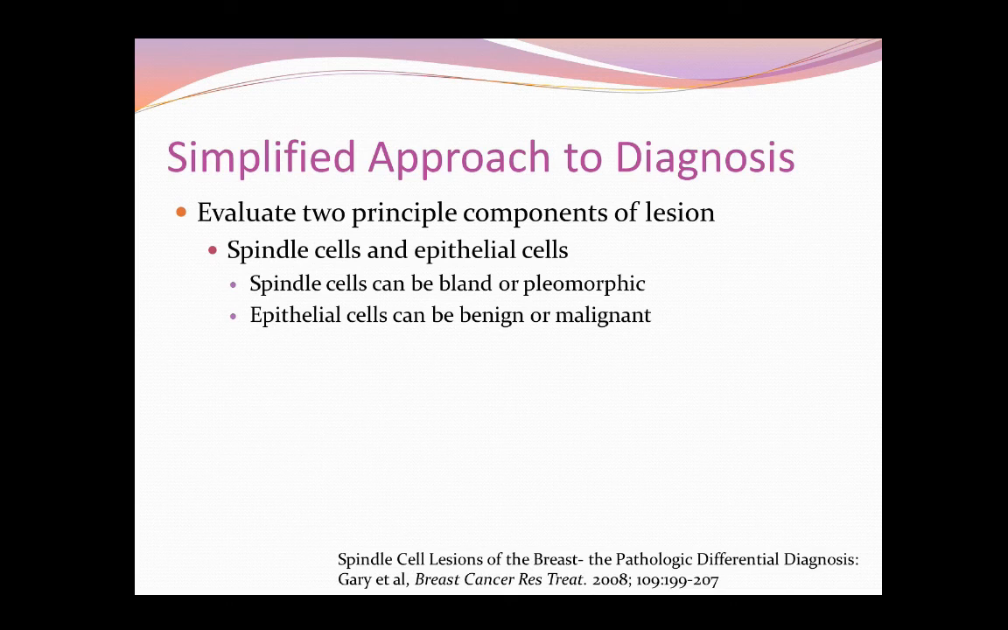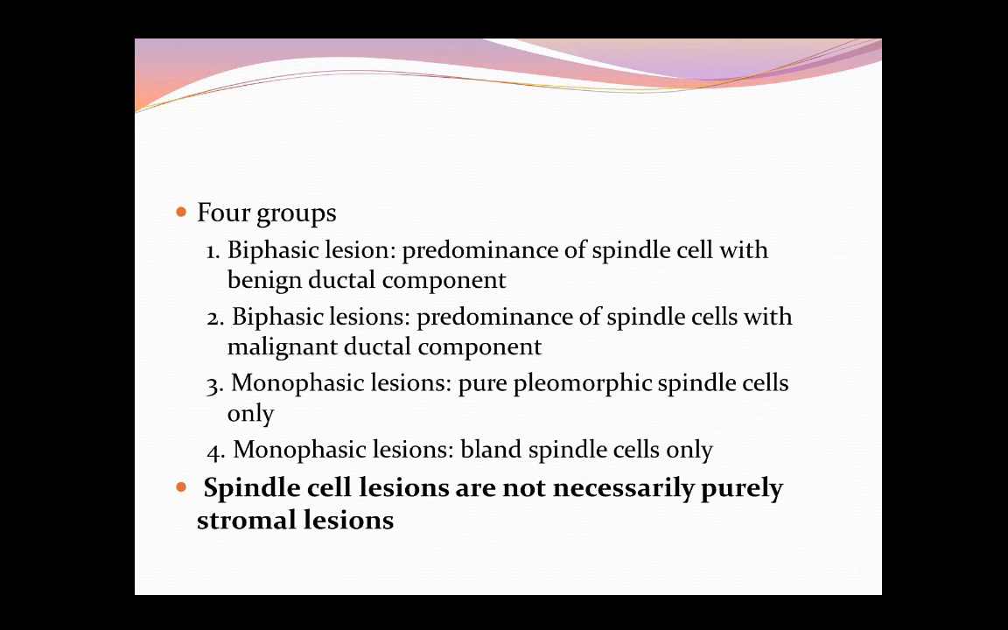metastatic melanoma. The simplified approach to diagnosis is to evaluate two principal components of the lesion, spindle cells and epithelial cells, if they are present. The spindle cells can be bland or pleomorphic, and epithelial cells can be benign or malignant. Based on this, they can be divided into four groups. The biphasic lesions are where there are predominantly spindle cells and a benign ductal component, which includes fibroepithelial lesions like phyllodes tumor and fibroadenoma, but also other lesions like PASH, hamartoma, and adenomyoepithelioma.